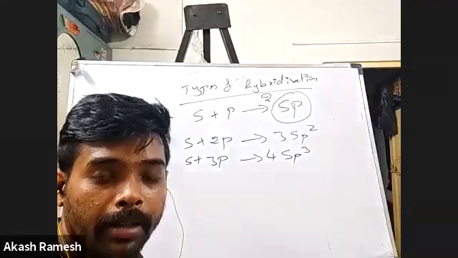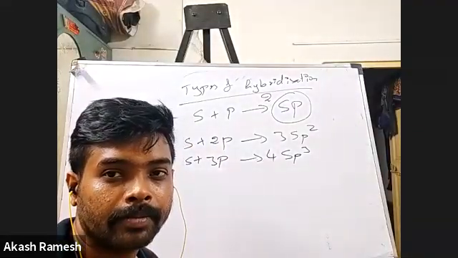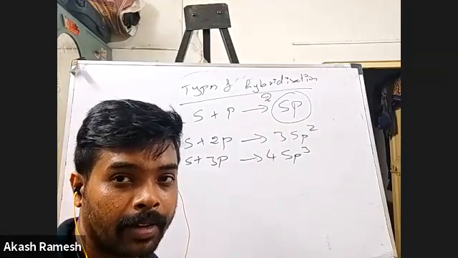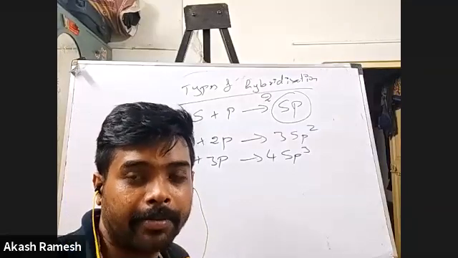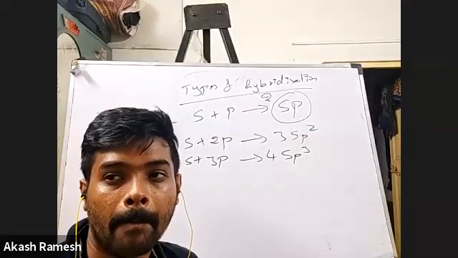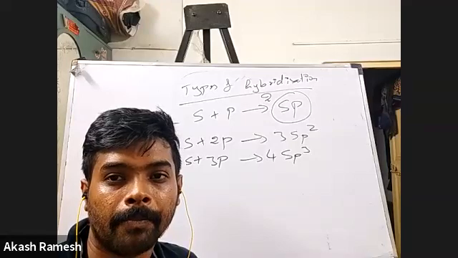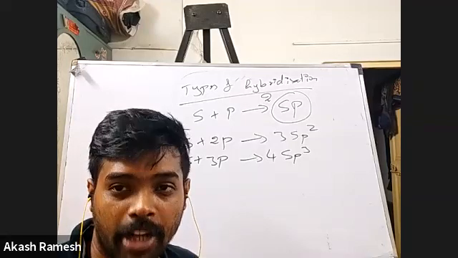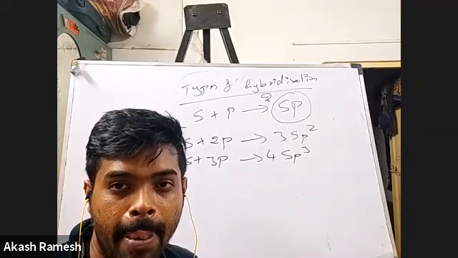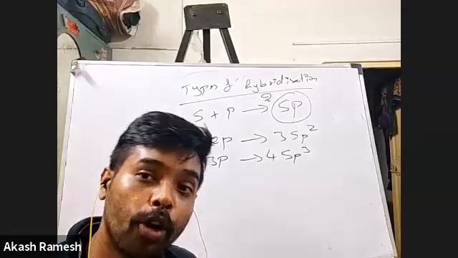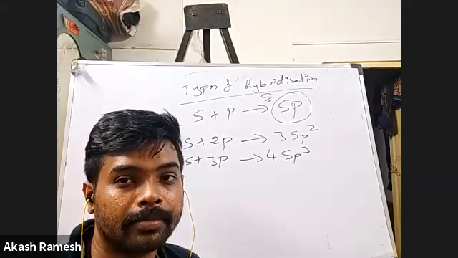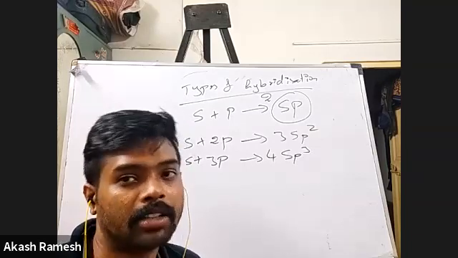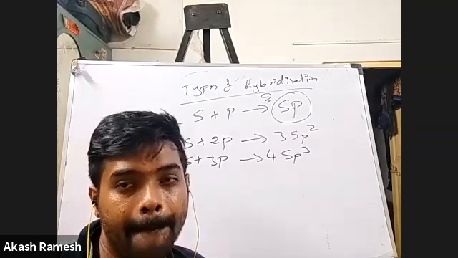Okay, next. Can I have s plus 4p? Guys, can I have s and 4 numbers of p orbitals? Did you understand my question? I'm asking, can I have s and 4p, 4 numbers of p orbitals? Okay, I'll tell you the answer. The answer is we cannot. Can you tell me why?